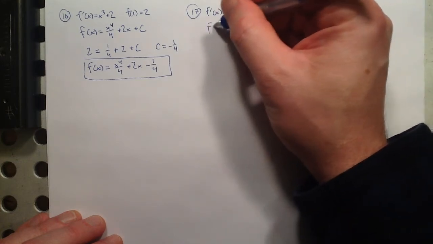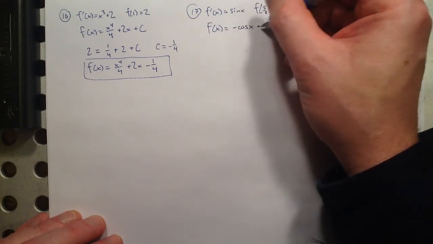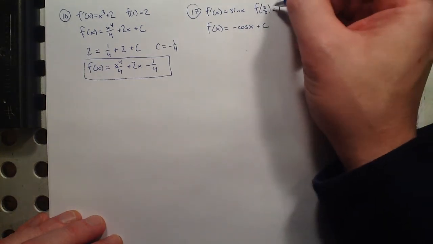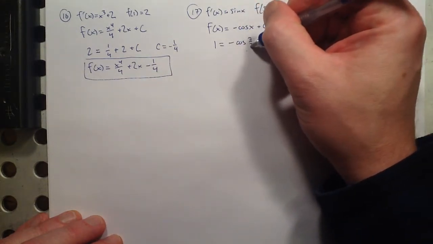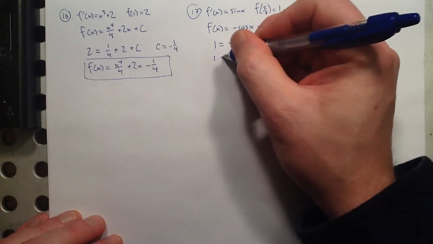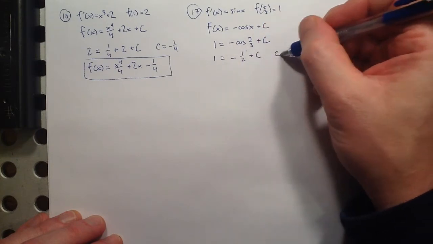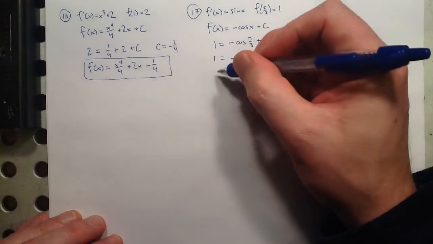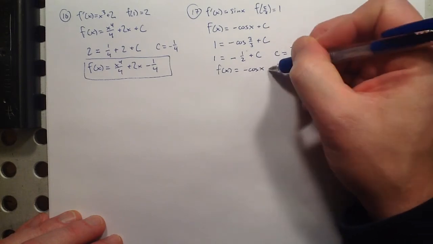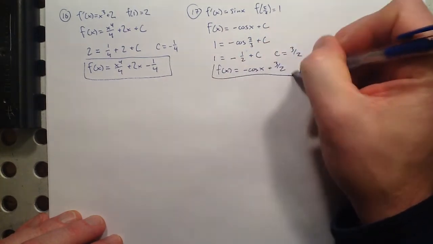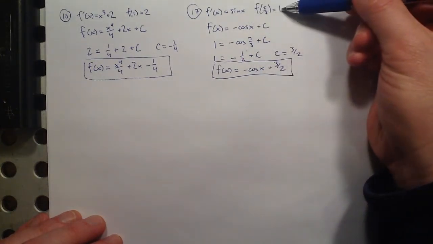So the antiderivative of the sine function is negative cosine plus c, and then we plug in the point that we're given here. 1 is equal to negative cosine of pi over 3 plus c. So 1 is equal to negative, the cosine of pi over 3 is 1/2 plus c, so c is equal to 3/2. And that means that f of x is equal to negative cosine x plus 3/2. Right, so this is the special function that has this derivative and also goes through this point.